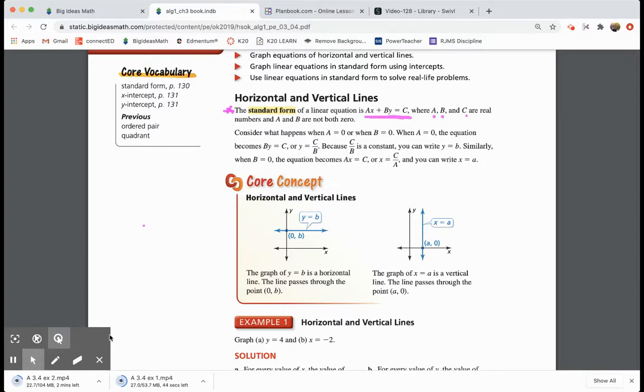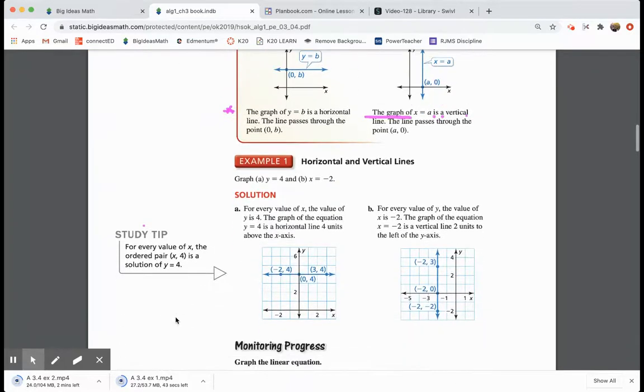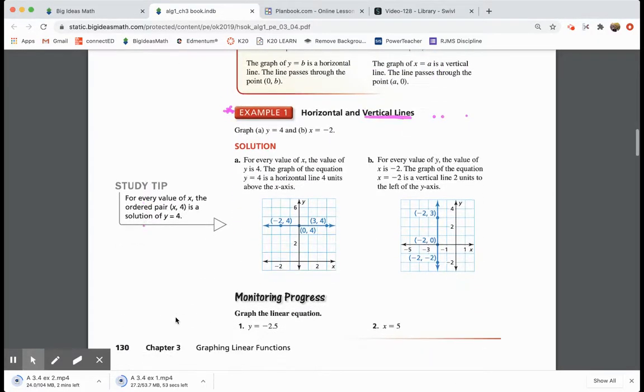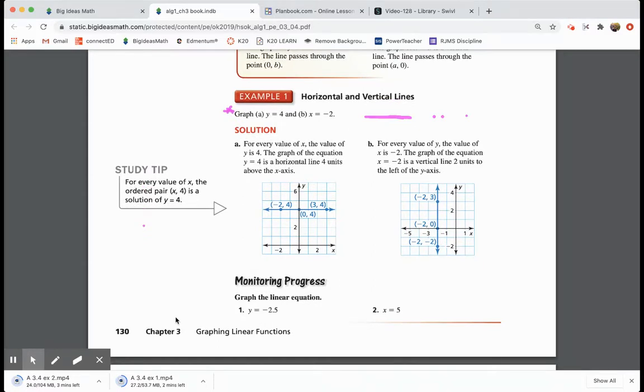Let me see if it'll let me scroll this time. It worked. Okay. So example 1. It says horizontal and vertical lines. Let me erase those. Okay, so it says graph y equals 4 and x equals -2.